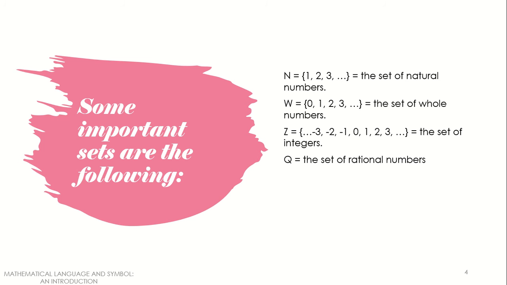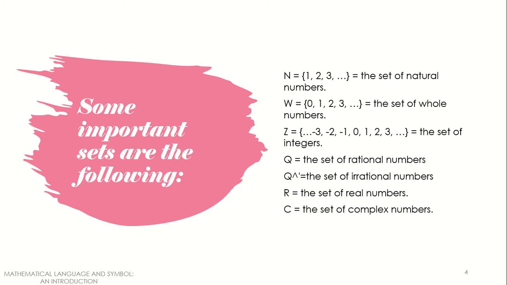It includes the whole numbers, the decimals, and the fractions. Next is the set of irrational numbers. These are the numbers that cannot be converted to fractions. Next is the set of real numbers. It includes the rationals and irrational numbers. Next, and lastly, the complex numbers. It consists of real and imaginary numbers.